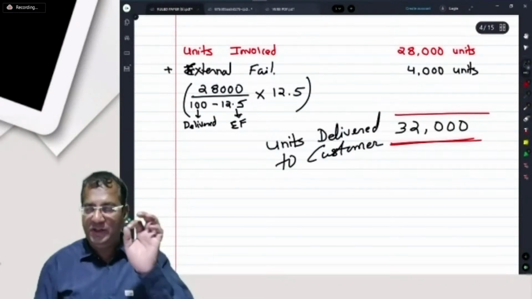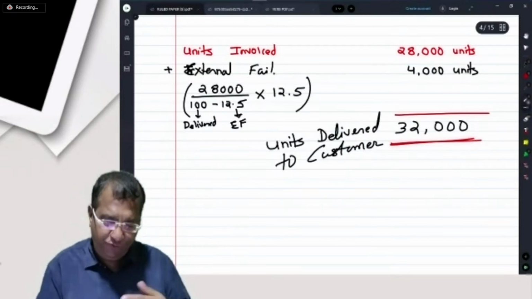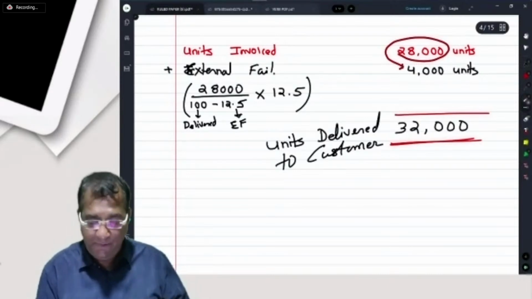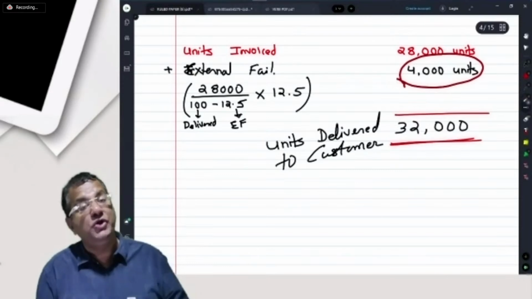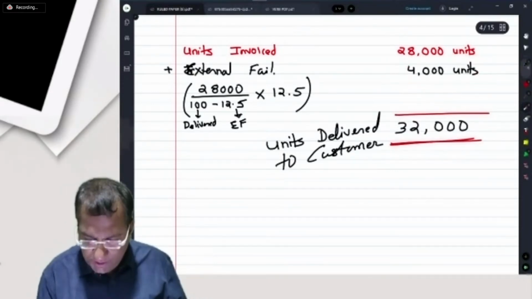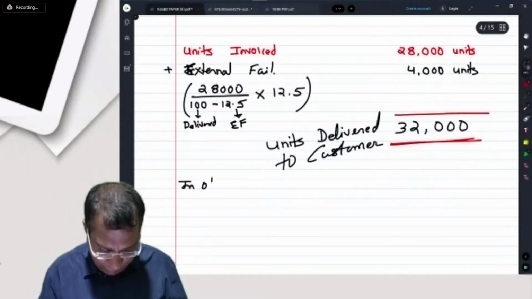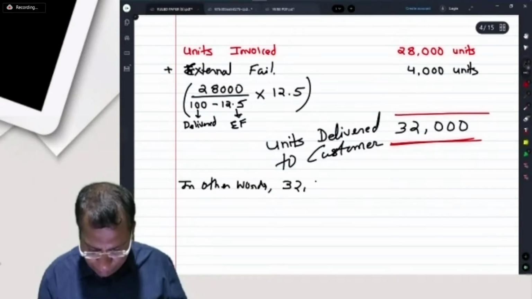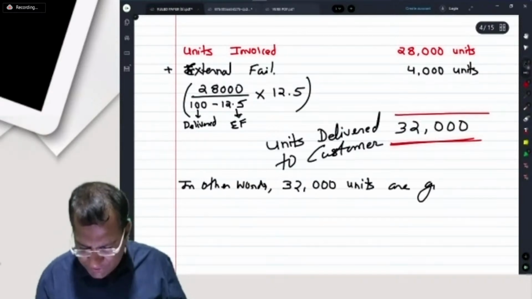And definitely one thing is sure, whether you have delivered the very first time, such units are also good units as per your inspection department. And whenever you are replacing the unit, such units are also good units as per your inspection department. So in other words, 32,000 is the amount of good units manufactured. In other words, 32,000 units are good units manufactured.